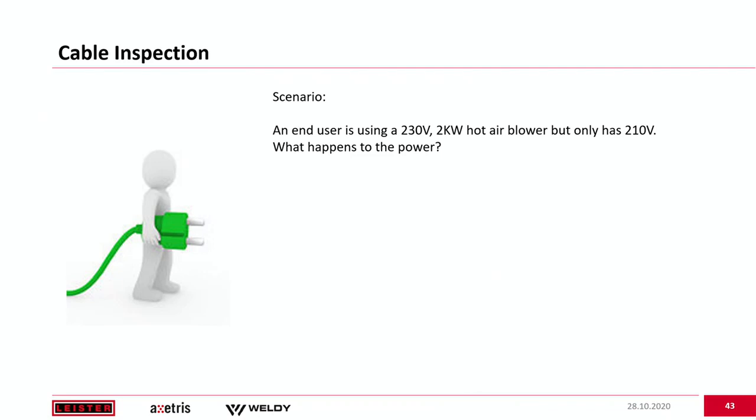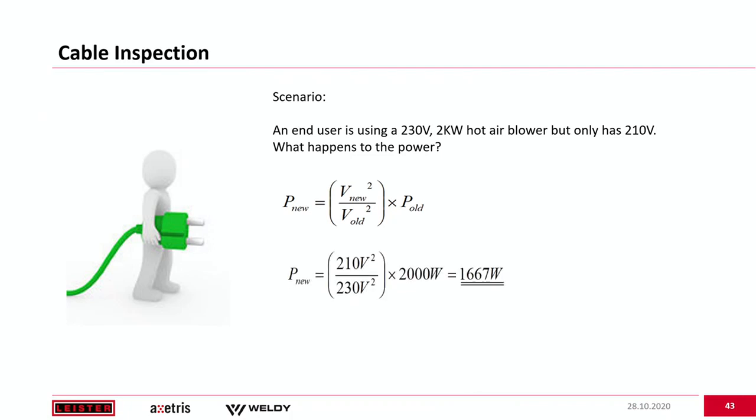Well, what's going to happen with the power? The way that you can figure that out is by taking one of the simple equations: taking the new voltage of 210 volts, squaring it, and dividing that by the rated voltage of 230 volts squared of the tool, and then multiplying that by what the actual kW output of the tool is. So using the values that we have above, we get an example now of, instead of having a tool that produces 2 kilowatts worth of power, now we get 1.7 kilowatts worth of power.